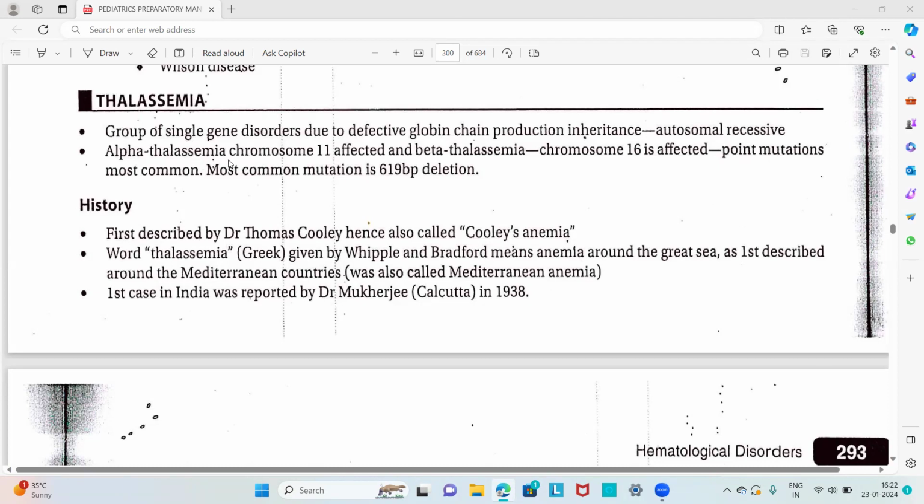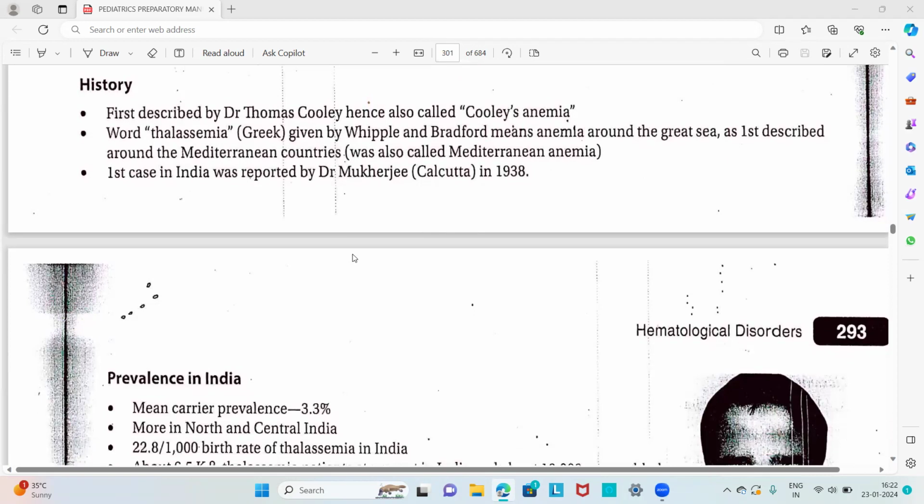In alpha thalassemia, chromosome 11 is affected, and in beta thalassemia, chromosome 16 is affected. Point mutation is most common, and the most common mutation is the 619 base pair deletion. So that is all about thalassemia: an autosomal recessive inherited, single gene disorder due to defective globin chain synthesis. Alpha thalassemia affects chromosome 11, and beta thalassemia affects chromosome 16. That is all regarding the introduction.